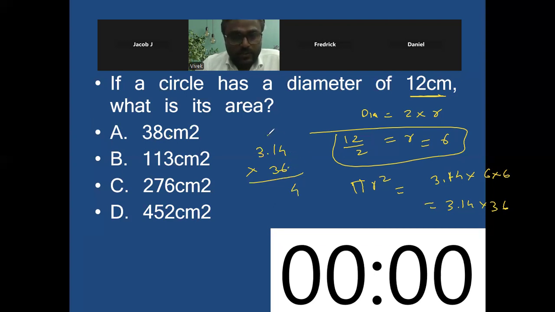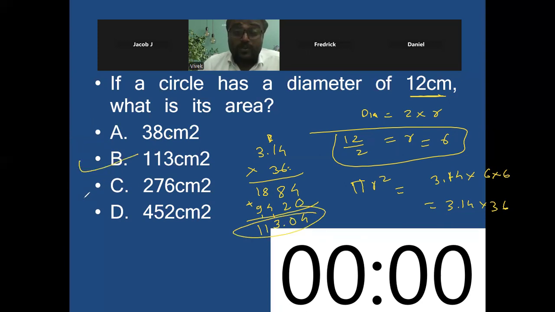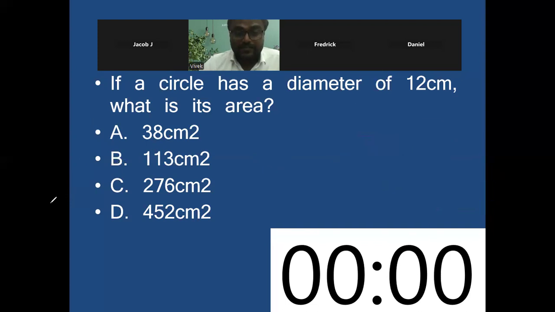6 times 4 is 24. Carry the 2 over. 6 times 1 is 6 plus 2 it's 8. 6 times 3 is nothing but equal to 18. Put the 0 over here. 3 times 4 is equal to 12. Carry the 1 over. 3 times 1 is 3 plus 1, 4. 3 times 3 is nothing but 9. Add everything up. What do we have? 4. 8 plus 2 is 10. Carry the 1 over. 8 plus 4, 12. 12 plus 1 is nothing but 13. Carry the 1 over. So here we have 9 plus 1, 10. 10 plus 1, 11. So 113.04 or 113 centimeters square is the correct answer.